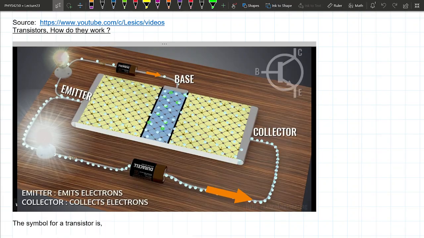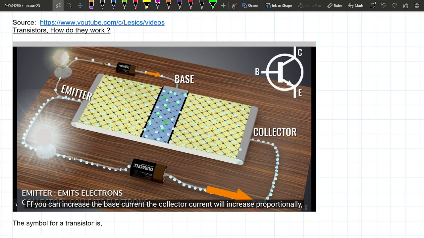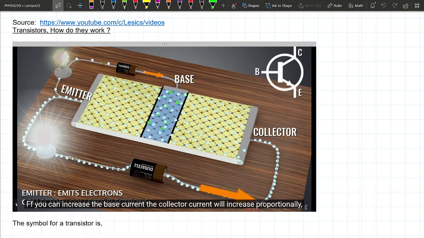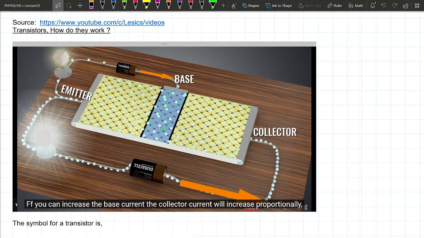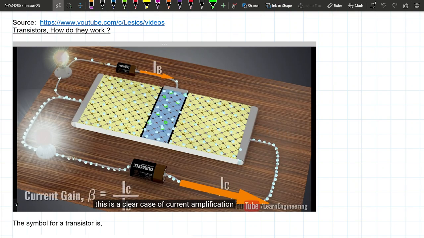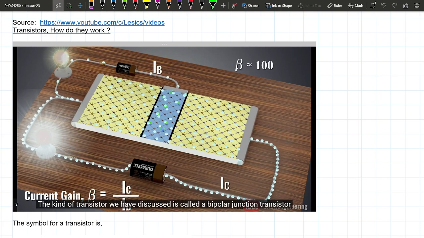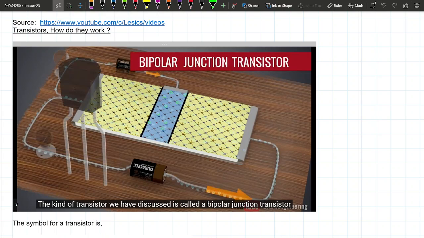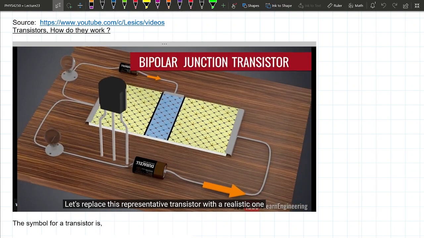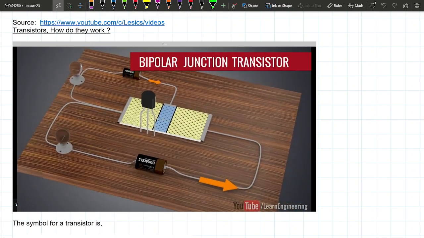Electron flow. If you can increase the base current, the collector current will increase proportionally. This is a clear case of current amplification. The kind of transistor we have discussed is called a bipolar junction transistor. Let's replace this representative transistor with a realistic one.